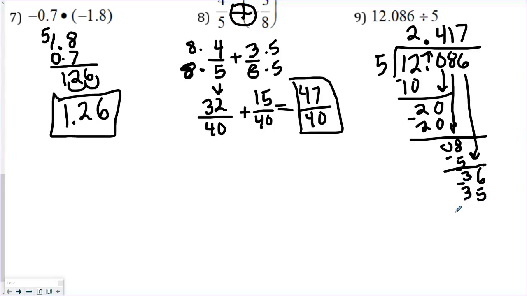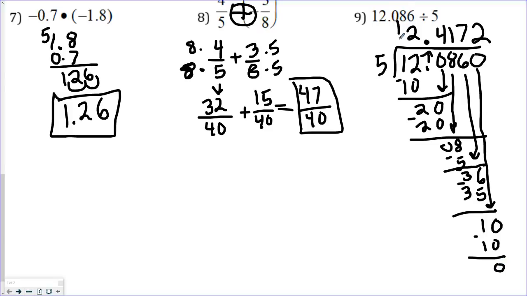Now, when you run out of numbers, you don't want to leave your answer as remainder 1. You want to tack on another 0 and bring it down, and then work it again. 5 goes into 10 twice, and now that remainder is 0, then I can stop, and that will be my final answer. It's 2.4172.